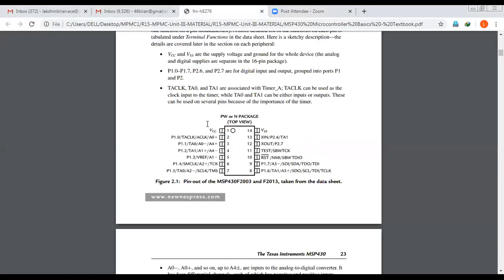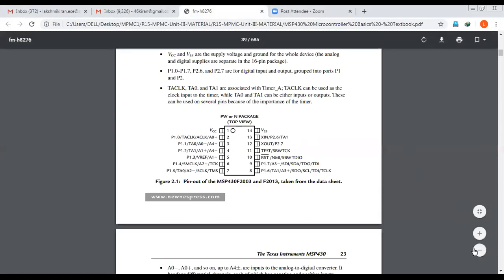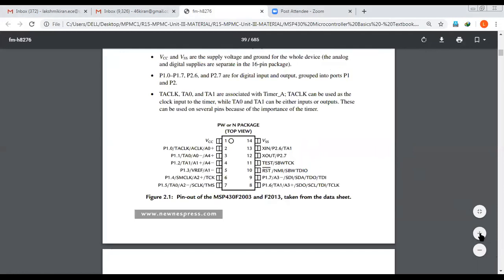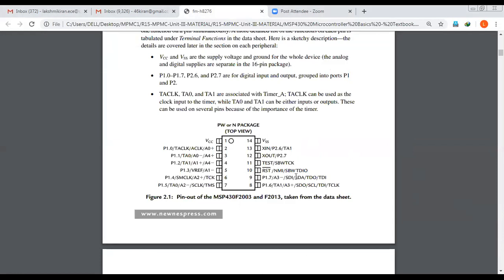Here we see the pin diagram, followed by its architecture diagram. This is simple, containing only 14 pins for versions like 2003 and 2013. It has a very minimum number of pins, but each pin is allocated multiple functionalities to reduce the cost and to reduce wiring complexity.